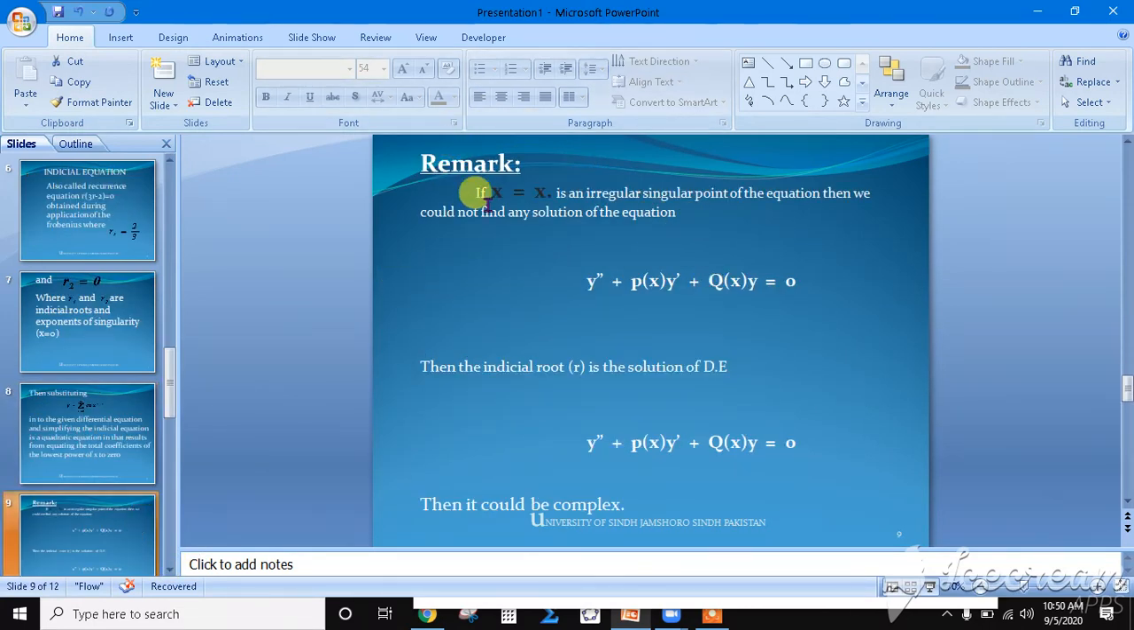Then remark: if x equals x naught is an irregular singular point of the equation, then we could not find any solution of the equation y double prime plus p(x) y prime plus q(x) y equal to 0. Then the indicial roots r are the solution of the differential equation y double prime plus p(x) y prime plus q(x) y equal to 0.